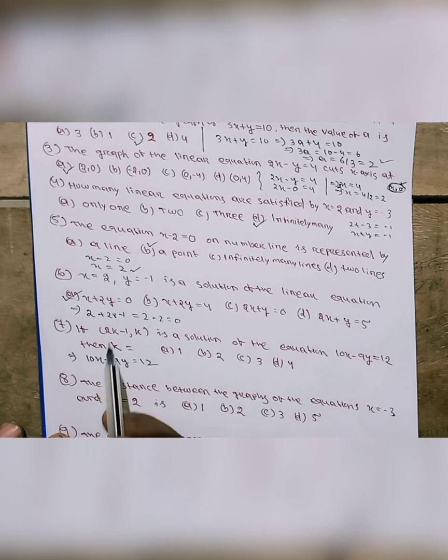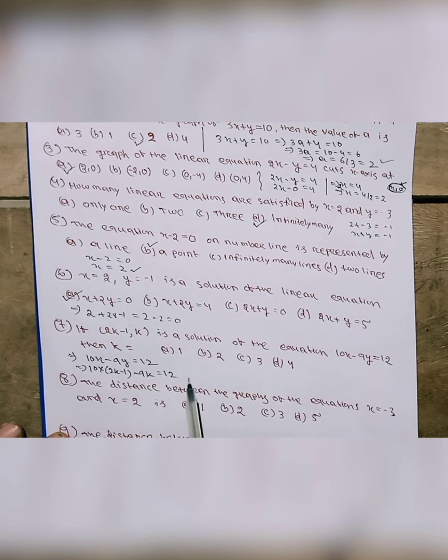In place of x, put 2k minus 1. 10 into (2k minus 1). In place of y, put k, minus 9k, which is equal to 12. This implies that multiplying 10 into 2k, 20k, minus 10 minus 9k = 12.